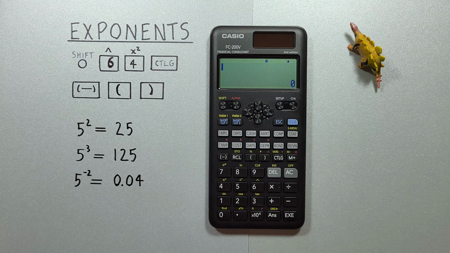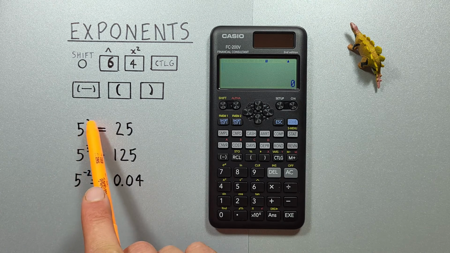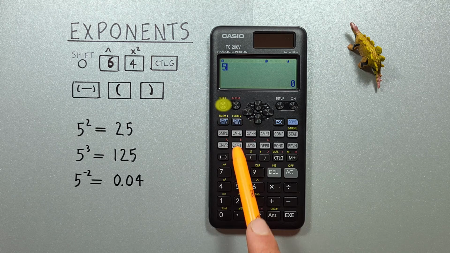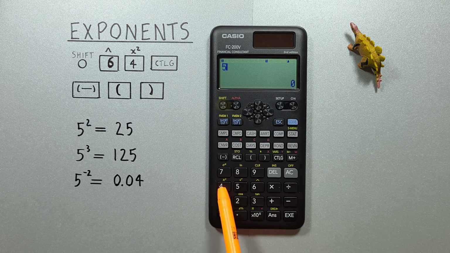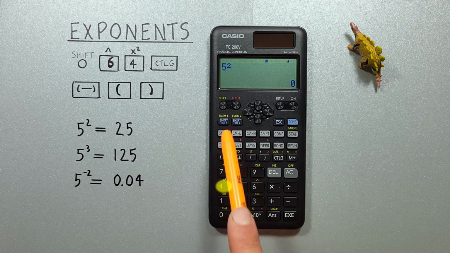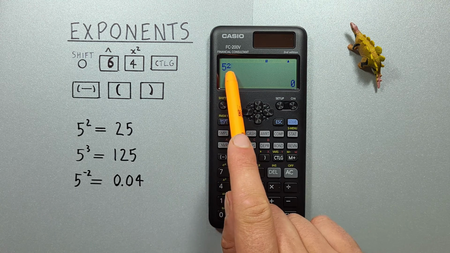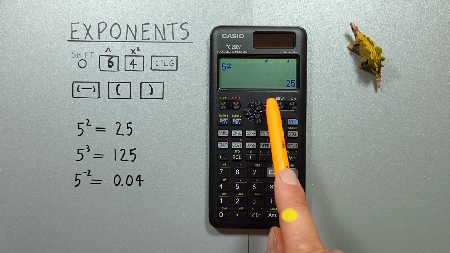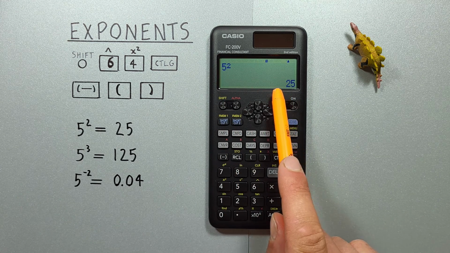When doing exponents on this calculator, we have two options. For example, when squaring a number, like say 5 squared, our first option is putting 5 on the screen and then pressing Shift 4 with the shift function of x squared. There we see 5 squared on our screen. And now if we hit exe, we get 5 squared equals 25.